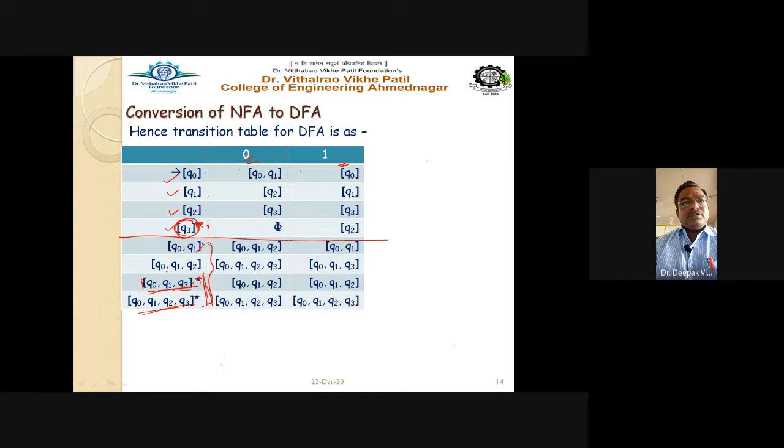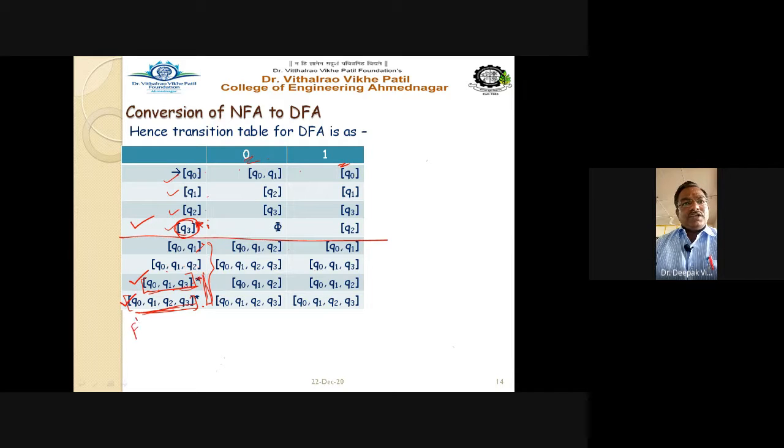So remember, write the state in square brackets for the resultant DFA. This entire state now becomes your final state. So how many final states are there? Yes, Q3 is one final state, Q0, Q1, Q3 is another final state, and Q0, Q1, Q2, Q3 is the final state.